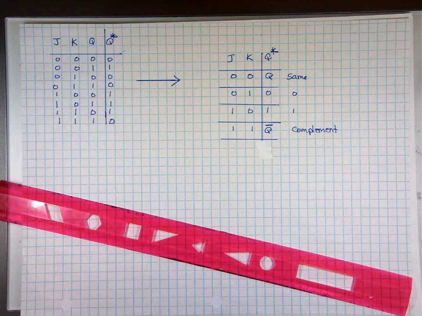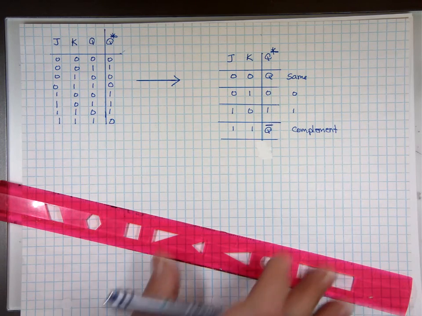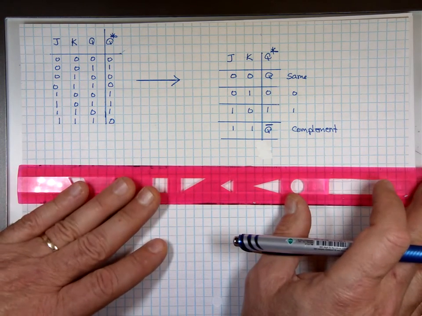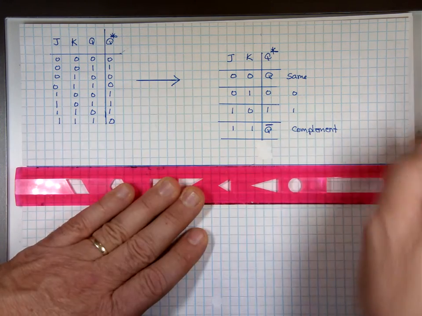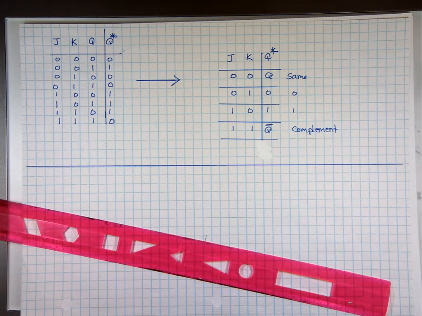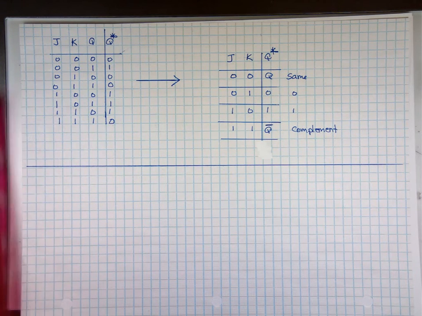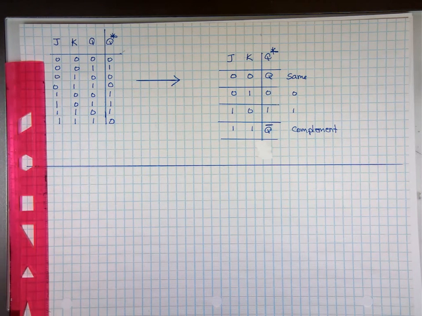Let's look at the T flip-flop while I'm at it. A T flip-flop, from the name T for toggle. Who knows what toggle means? So that's a toggle switch. What's a toggle? If the power is on, you hit it, it becomes off. You hit it again, it goes on. So it toggles from 0 to 1, 1 to 0, back and forth. It goes between them.